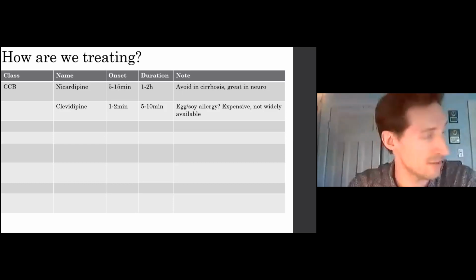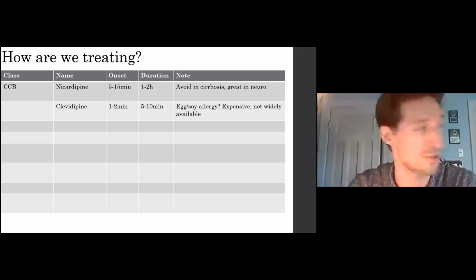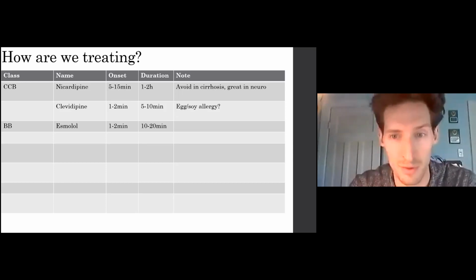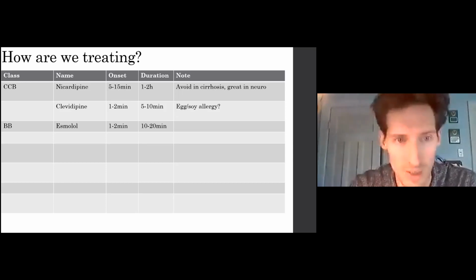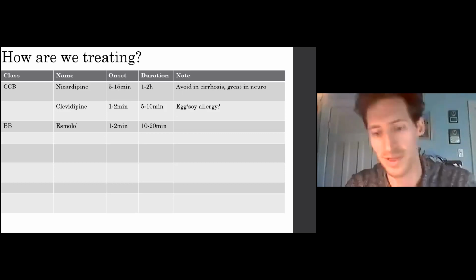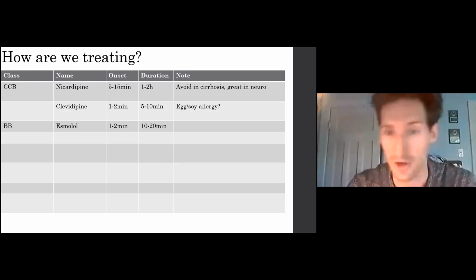So that's our calcium channel blockers. Nicardipine is kind of quasi titratable. Clevidipine is really titratable and quite a useful agent. The beta blockers: esmolol, which I particularly like, is mostly a beta 1. So it decreases your blood pressure by decreasing your cardiac output, right? So maybe not the greatest for neuro patients, but otherwise for certain cardiac presentations like dissection, fantastic.